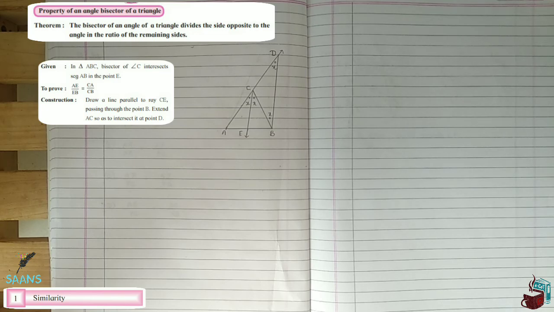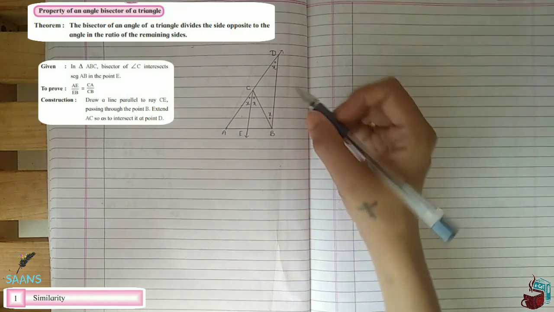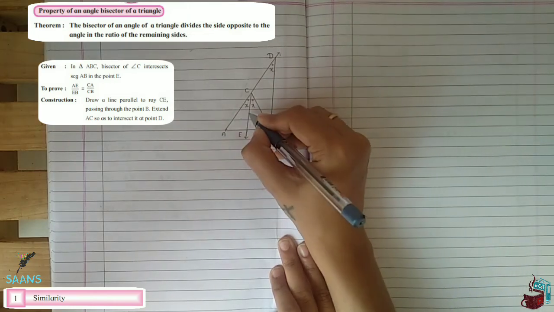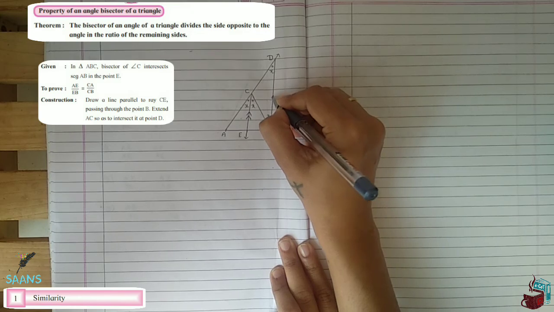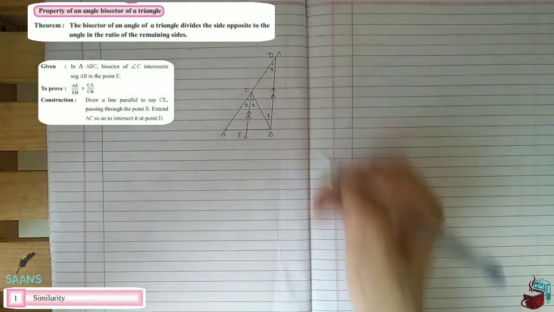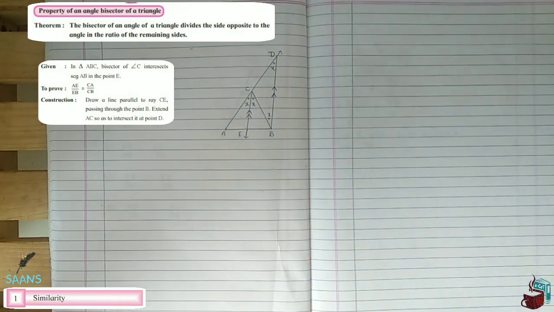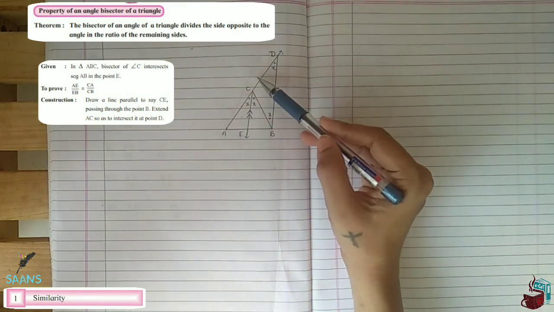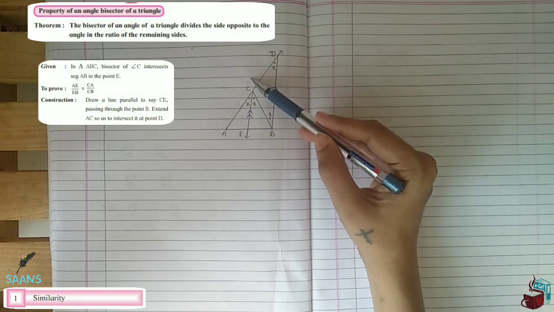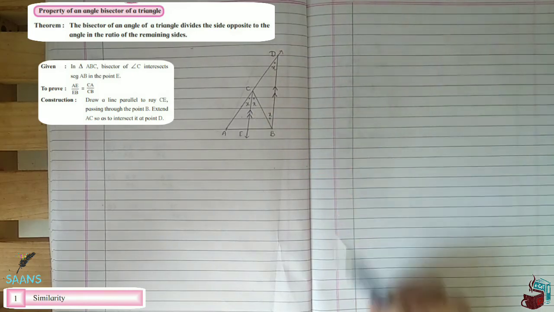Now some part is the construction, but I have already drawn it over here. Draw a line parallel to ray CE. So this is the line that is parallel to CE that is being drawn. Just remember that. Draw a line parallel to CE, that is BD, passing through the point B. Extend AC so that it intersects D. So this entire part is the construction. This is parallel to this.